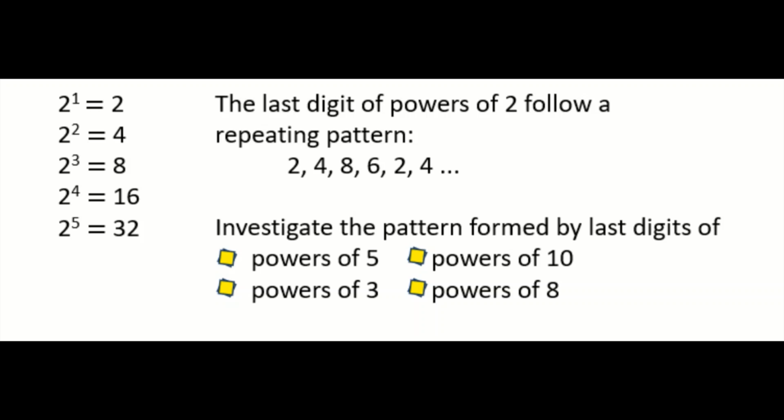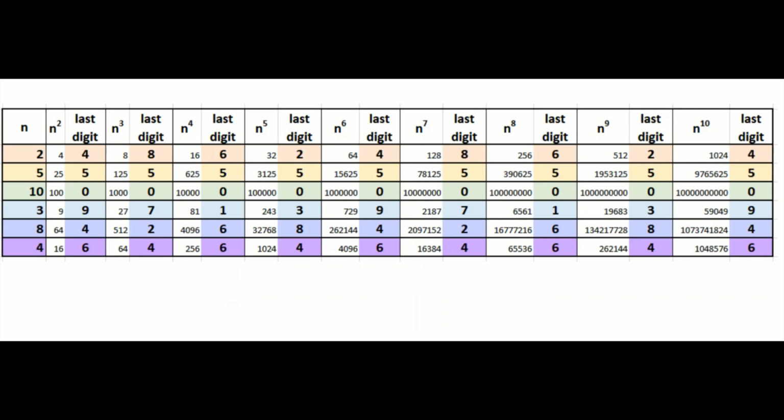Pause the video, have a look at these. You can try some other numbers too. So the 2s were given, the 5s and the 10s, not particularly interesting, but a useful check for divisibility. Powers of 5 always end in a 5, and powers of 10 always end in a 0.